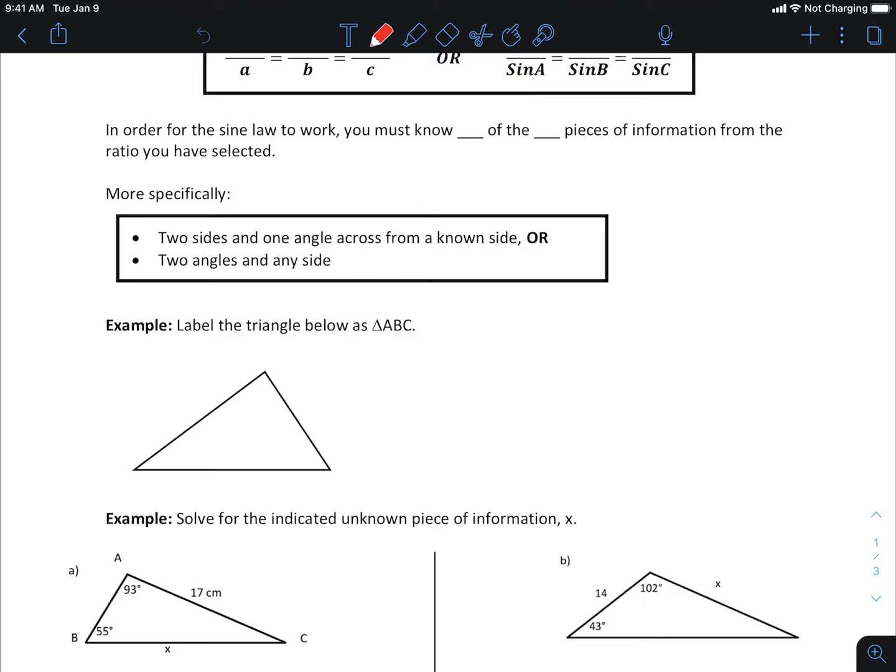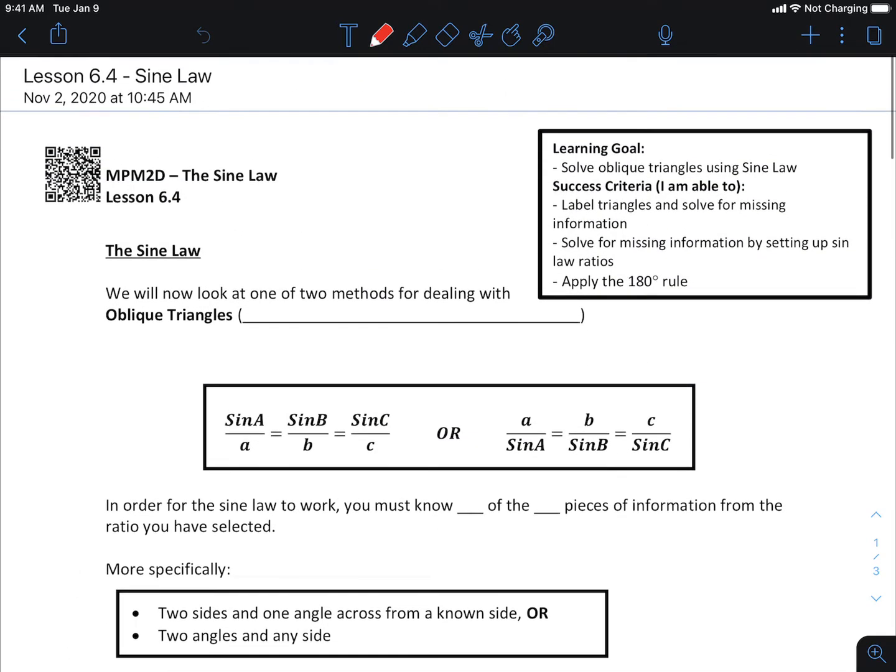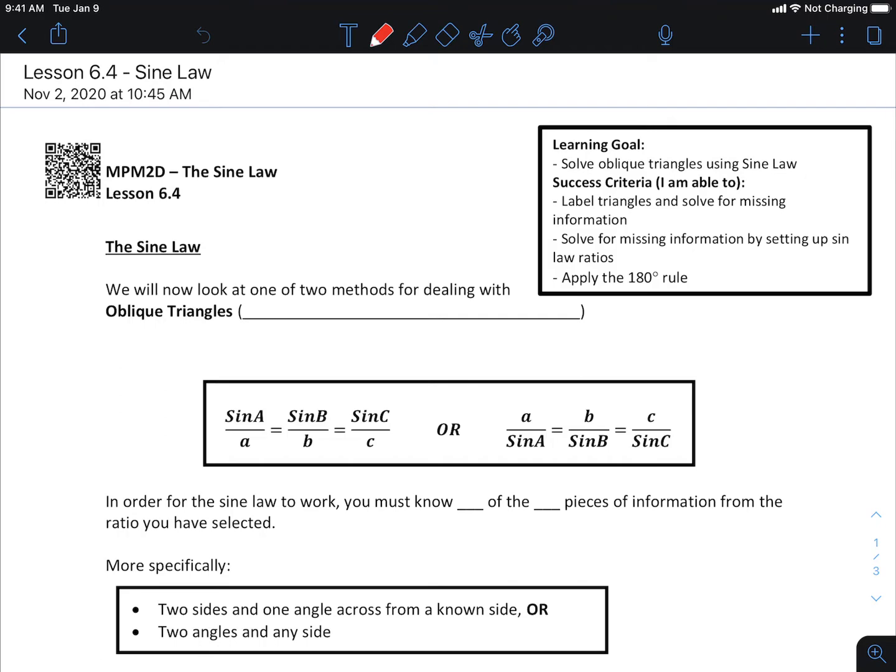What I will say is I think this one, SOHCAHTOA is only for what? Triangles that have a what?